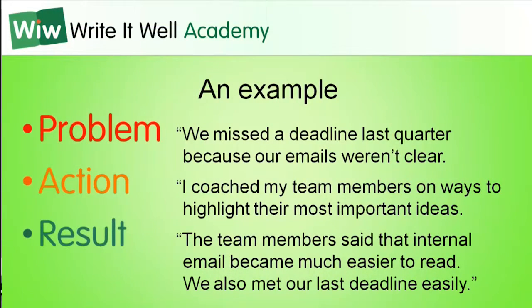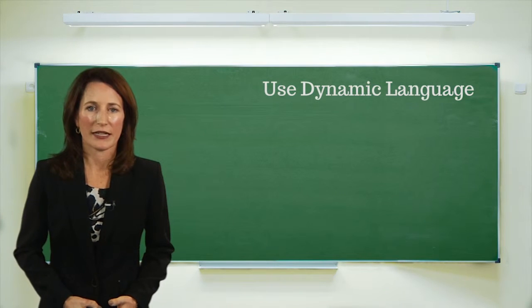So let's look at an example here. The PAR format gives your readers a chronological structure: a problematic beginning, a dynamic middle, and a result. And so the problem might be that we missed a deadline last quarter because our emails weren't clear. The action is that you coached your team members on ways to highlight their most important ideas. And the result was that team members said that internal email became much easier to read. And we also met our deadline easily.